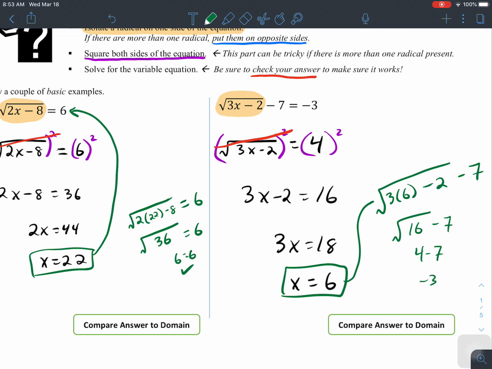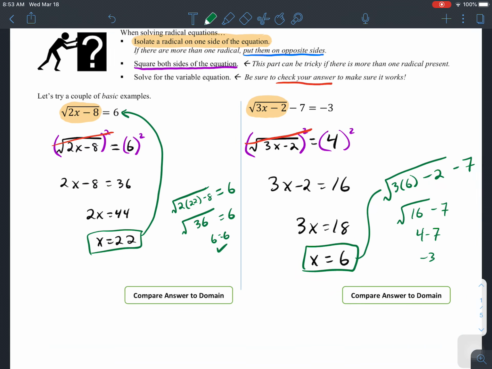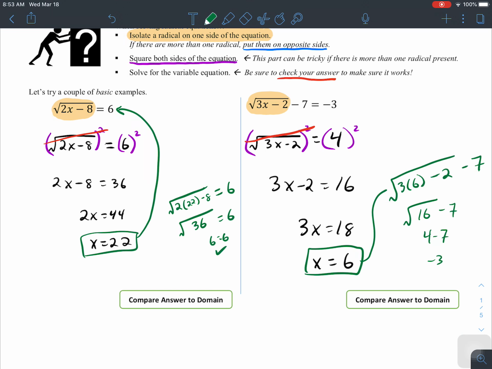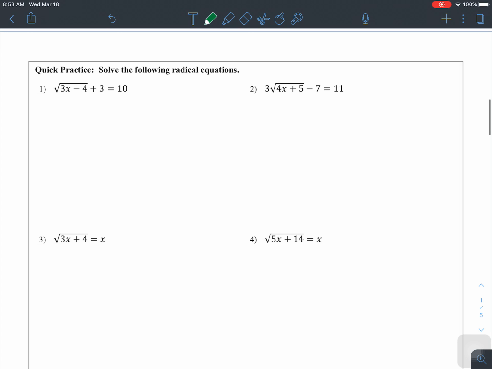We're good. There will be times when you check them and it does not work. But these are, I'd say, the more basic examples, and I say basic because there's only one radical. There are not two radicals. We have yet to really look at these italicized parts. So let's try it out.